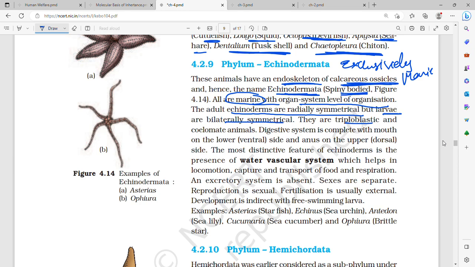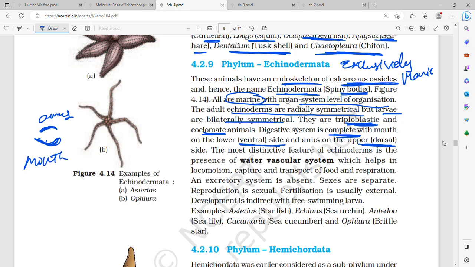With organ system level of organization, adult echinoderms are radially symmetrical, but the larvae are bilaterally symmetrical. They are triploblastic, coelomate, with a complete digestive system. The mouth is on the lower ventral side and the anus is on the upper dorsal side, so it is opposite.